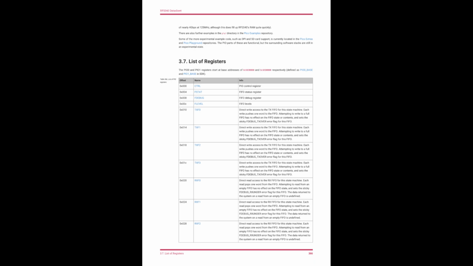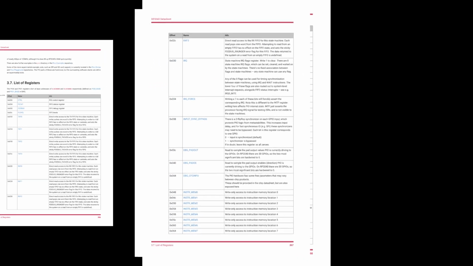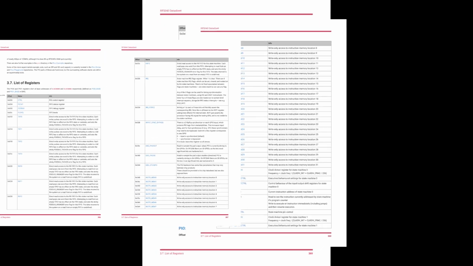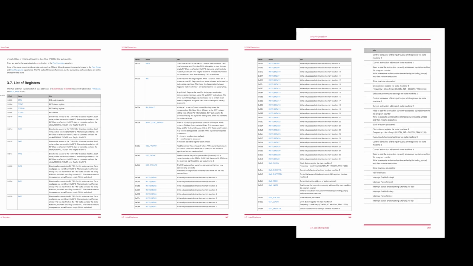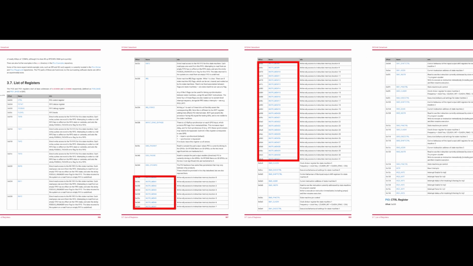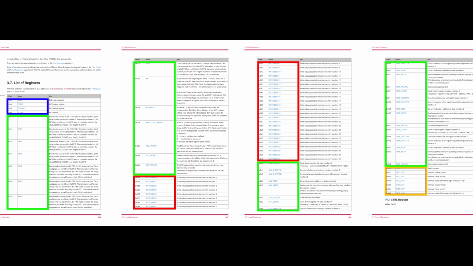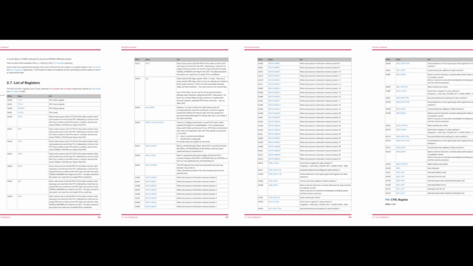Each PIO block is configured using 80 registers. These are detailed in section 3.7 of the RP2040 datasheet. 32 registers are dedicated to storing the PIO program. 4 registers are for the PIO block, 7 are for interrupts, and the rest are dedicated to the state machines. Luckily, we only need to use a few registers to make our LED blink. Let's write an assembly program to configure these registers.